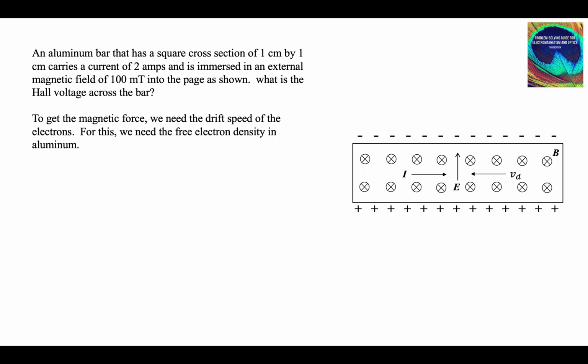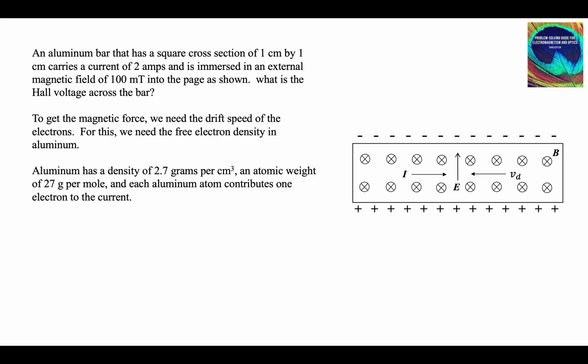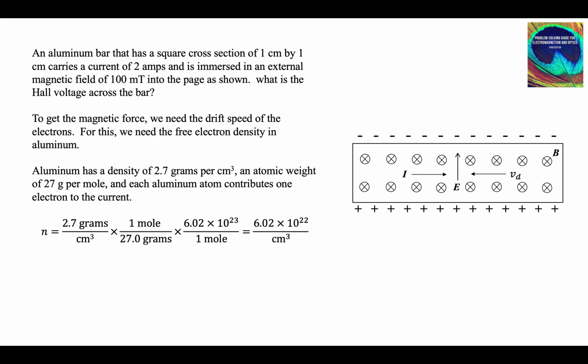To get the magnetic force, we need the drift speed of the electrons, and to get the drift speed, we need the free electron density in aluminum. And we've done this before. Aluminum has a density of 2.7 grams per cc, an atomic weight of 27 grams per mole. Each aluminum atom contributes 1 electron to the current. There is the free electron density in aluminum, 6.02 times 10 to the 22nd electrons per cubic centimeter.